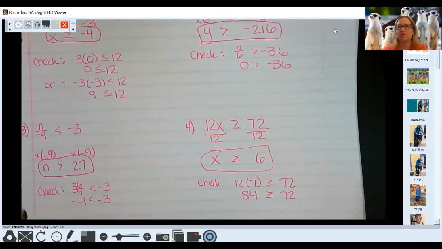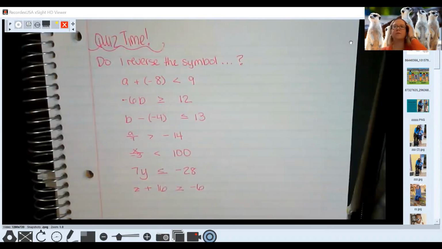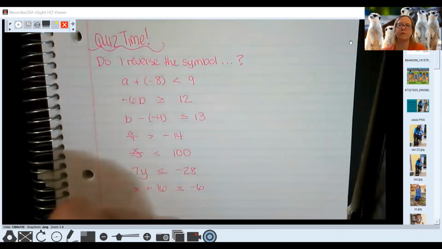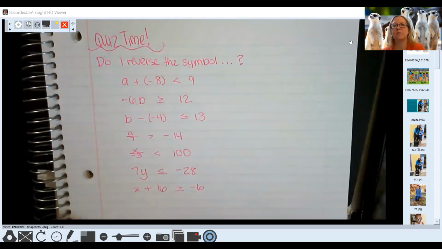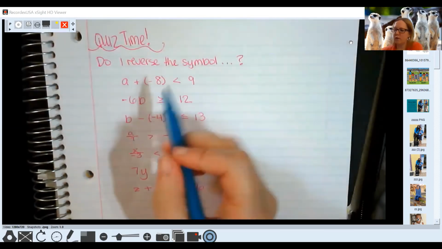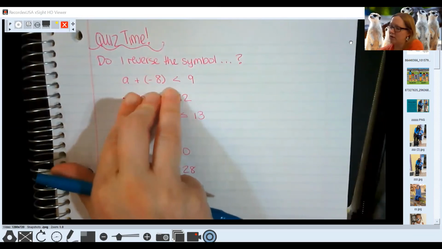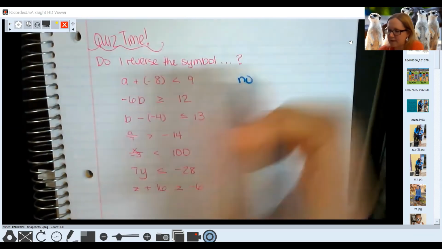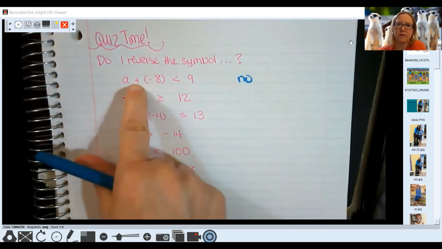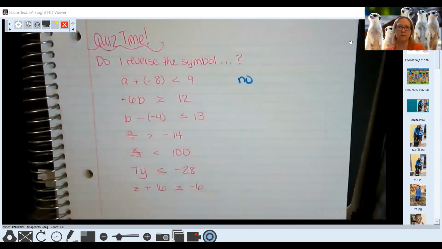All right, so I want to look at a few more of these. Just kind of quiz yourself. I just want to look at whether or not we reverse a symbol, because typically that's the main thing that people struggle with on this, not the solving, but just figuring out when to reverse a symbol. So on this one here, would you reverse it? Nope, you would not. And that's because it deals with addition. Anything where it's only addition or subtraction, you don't have to worry about reversing the symbol.